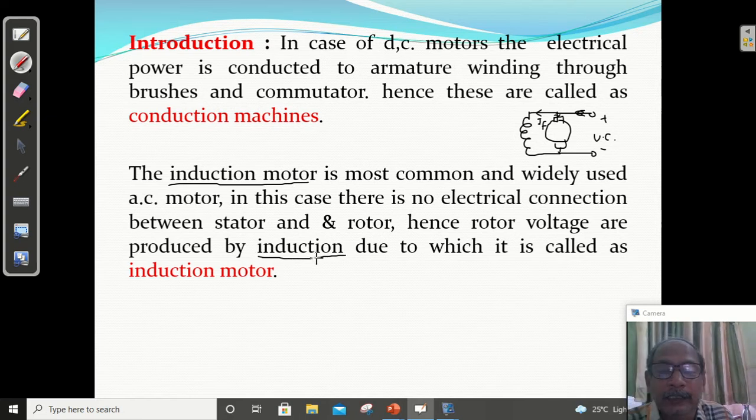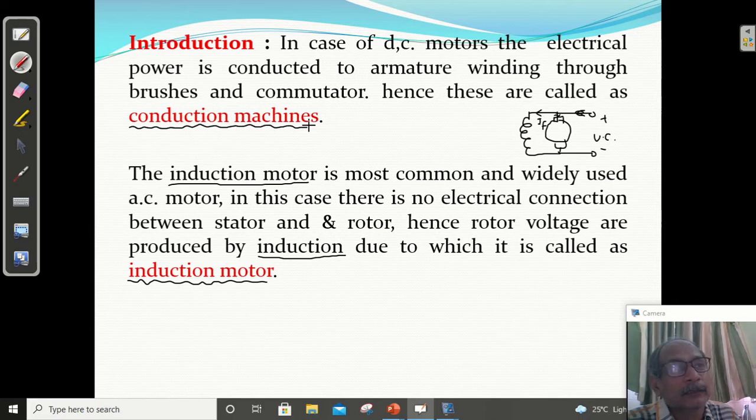There is no connection between stator and rotor. Clear? So EMF is induced on the rotor because of the induction principle. That's why this motor is known as induction motor. If you want, you can say DC motor is called a conduction motor or conduction machine. But in case of induction motor, there is no connection between stator and rotor. That's why it is called an induction motor.